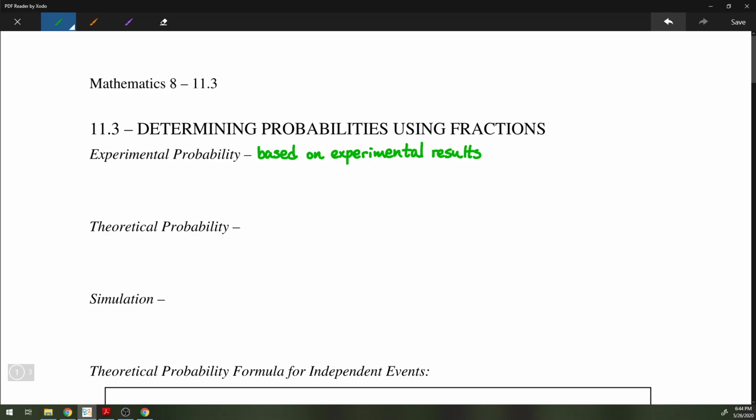Okay, the second one is theoretical probability. This is where we calculate a probability of an event by counting the favorable outcomes and the total number of outcomes.